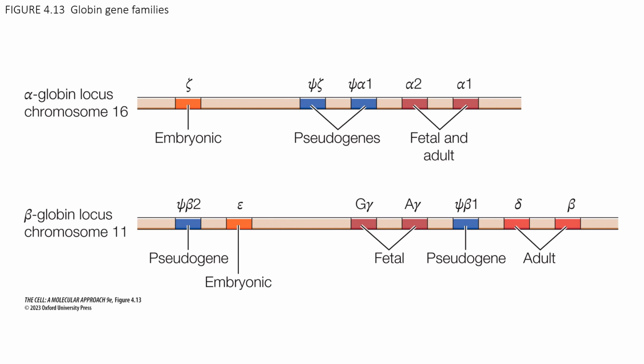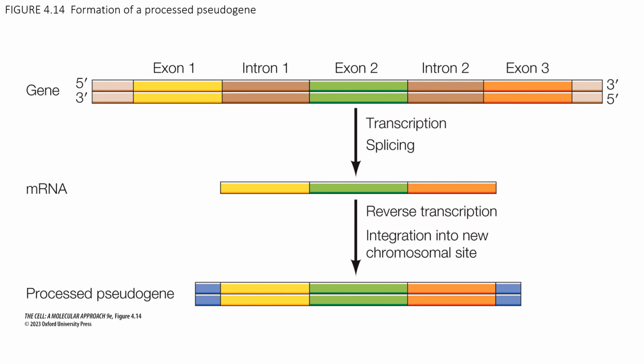So this can also be an inactive gene as well. So the majority of pseudogenes that we identified in the human genome are known as processed pseudogenes. So you see here off the gene, you have the introns already being spliced out. So you're left with an mRNA that normally should be translated by a ribosome, but instead this goes through reverse transcription and it's integrated into a new chromosome site.